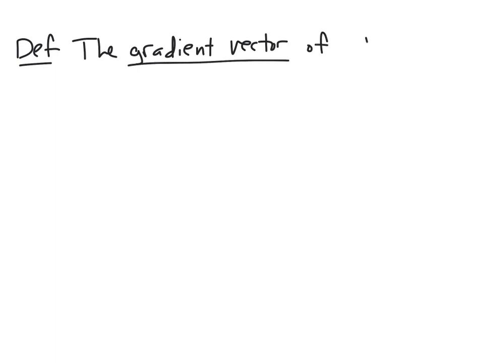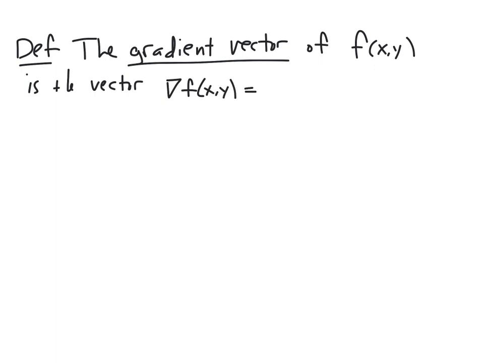So the gradient vector of a function of two variables, f of x, y, is the vector that we're going to denote with an upside down triangle of f of x, y, and it's going to be the partial derivative of f with respect to x, comma, the partial derivative with respect to y. The upside down triangle is often called the gradient symbol. And so this is exactly the vector that we needed to compute the directional derivative, and we'll do that in a second.